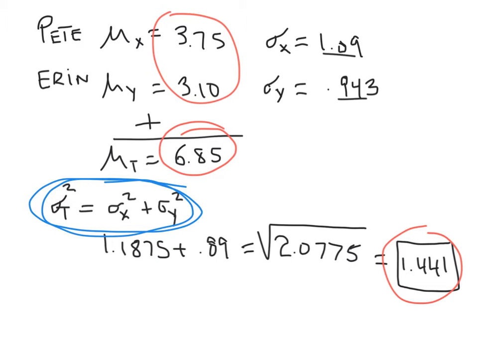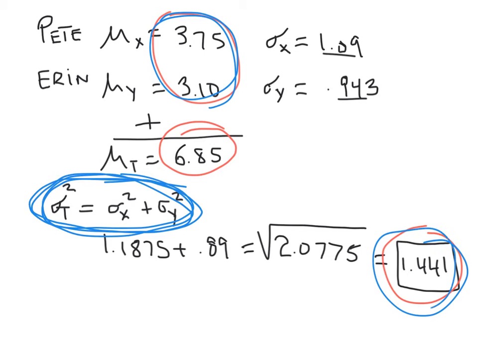I've got to say this one more time. Even if we want to find the difference between Pete and Erin, we just subtract their values. That's okay. But we still need to add those variances, and then we'll come up with the same answer. That's important to remember. Always add the variances to get the new standard deviation. I know that might be a little bit confusing, but just trust me on this.